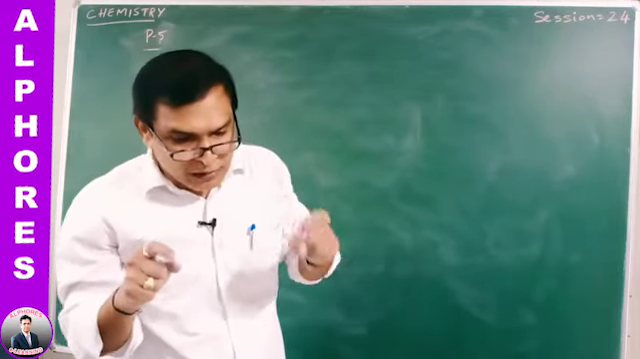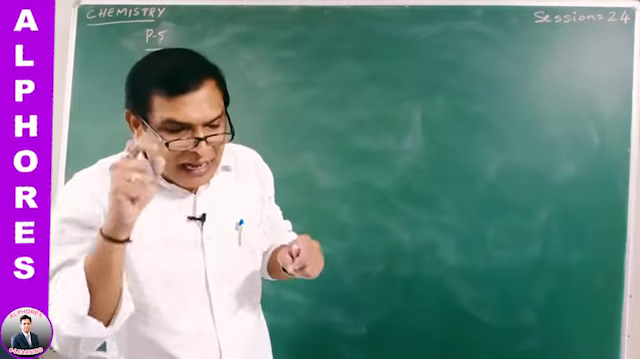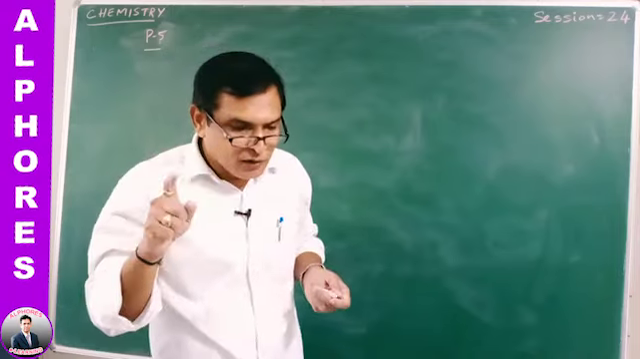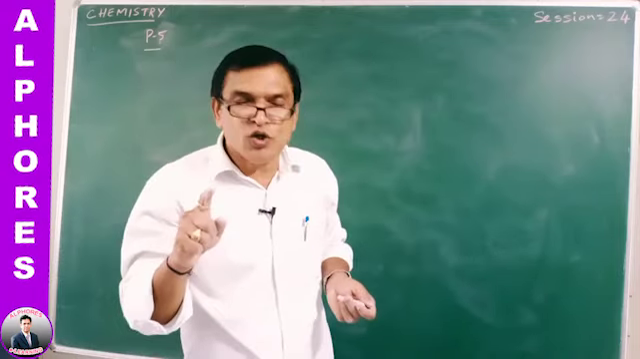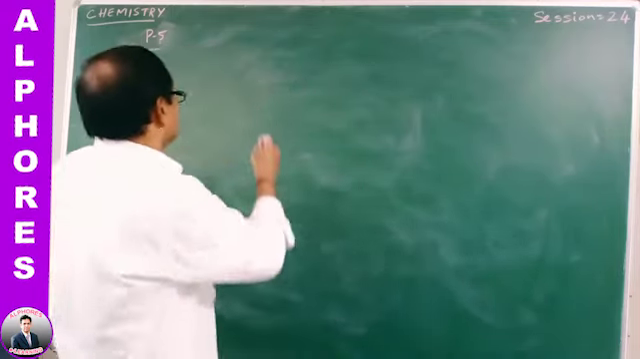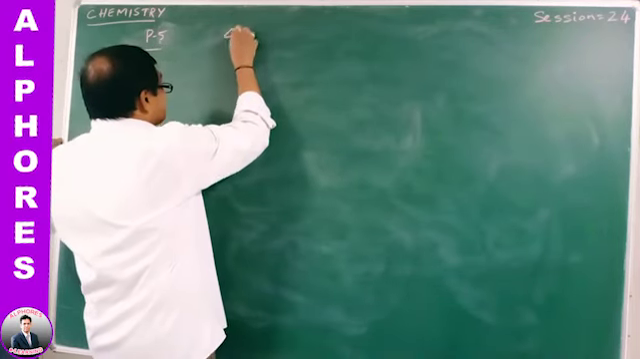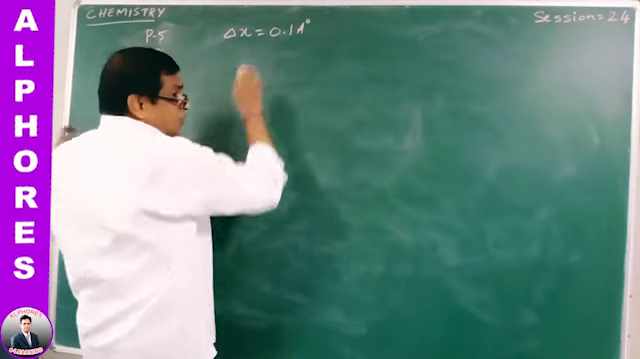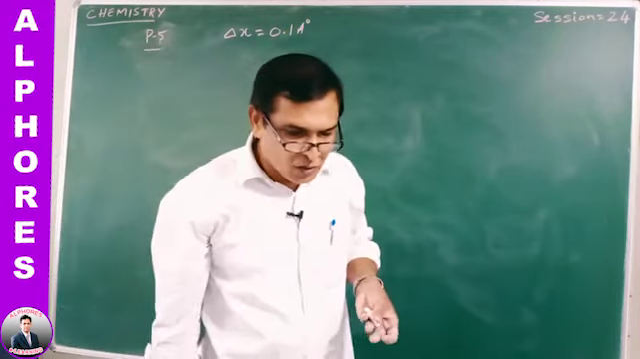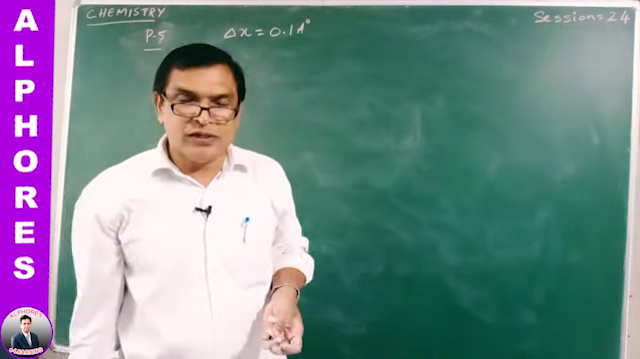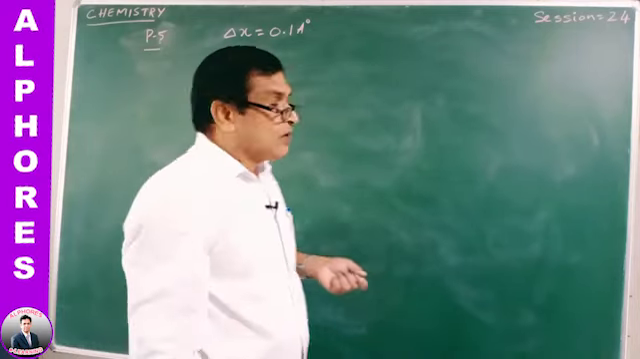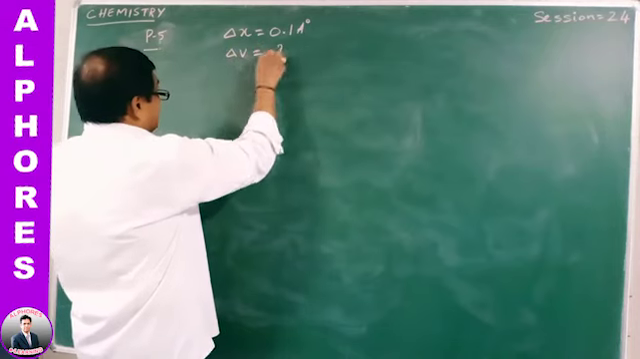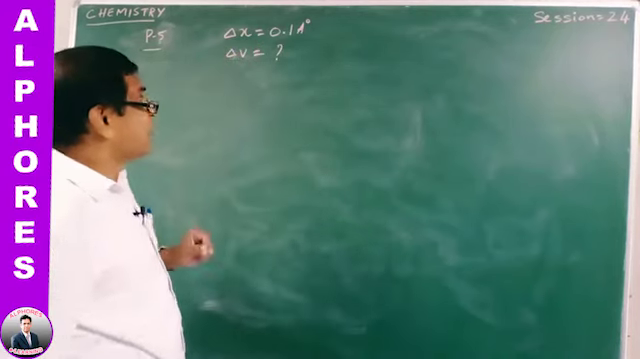Suitable photons are employed to locate an electron in an atom within a distance of 0.1 angstroms, that is delta x is 0.1 angstrom units. What is the uncertainty involved in the measurement of velocity? That is, the uncertainty in velocity we have to calculate.